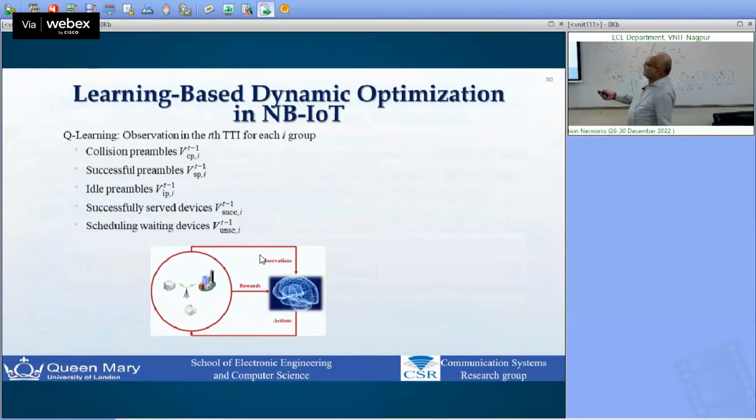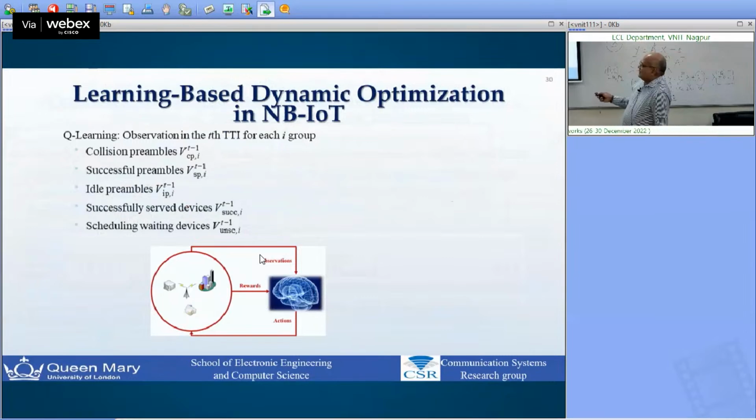Here the base station is going to observe these 5 values. At the end of a time frame, how many preambles collided? How many preambles succeeded? How many preambles were idle? How many devices established the connection and successfully transmitted the data?